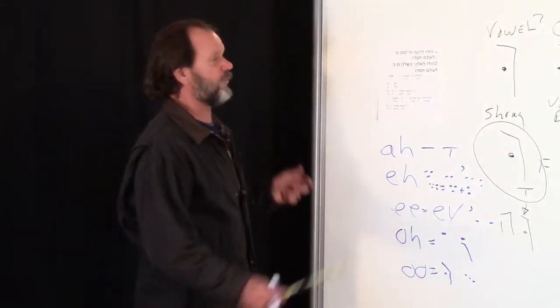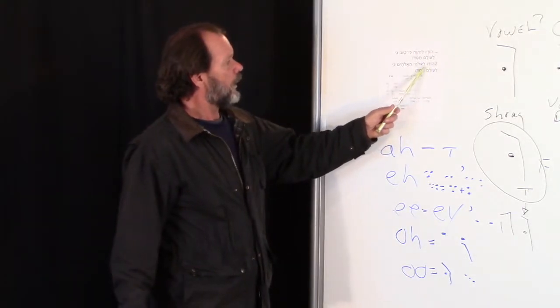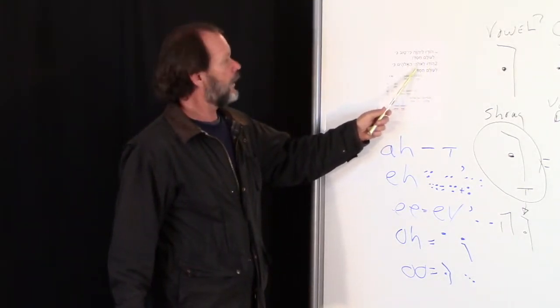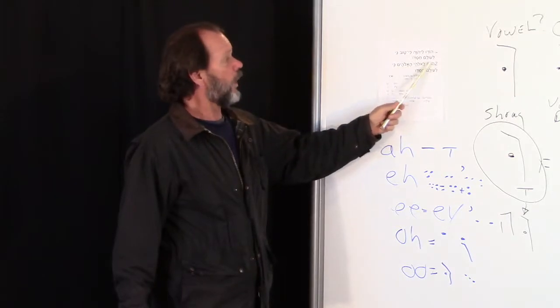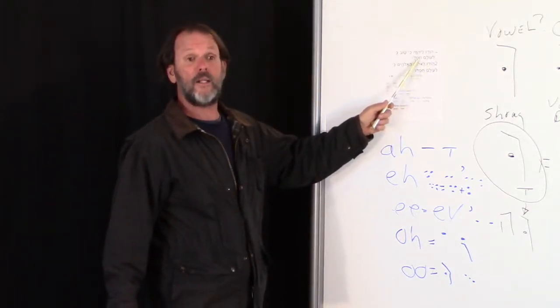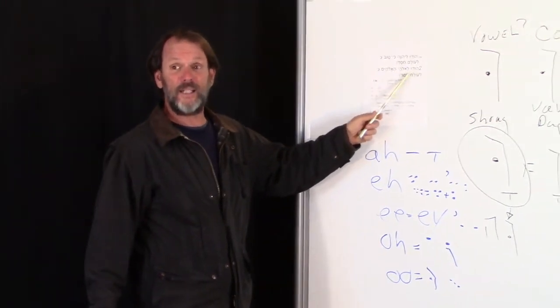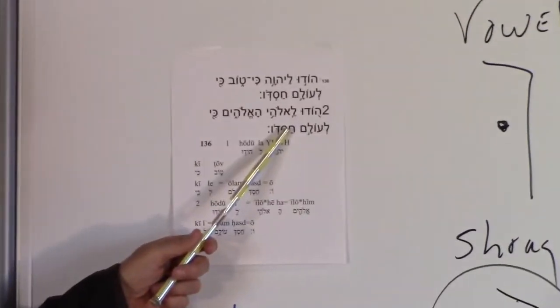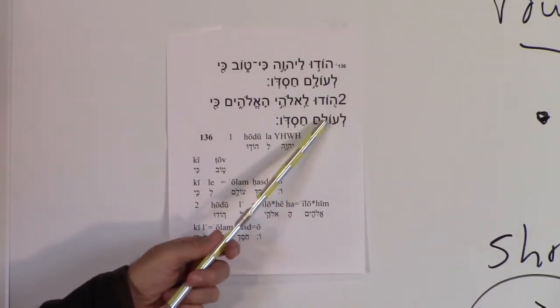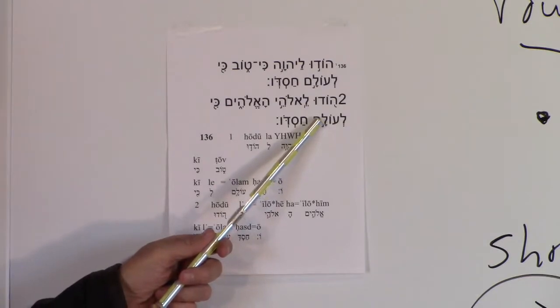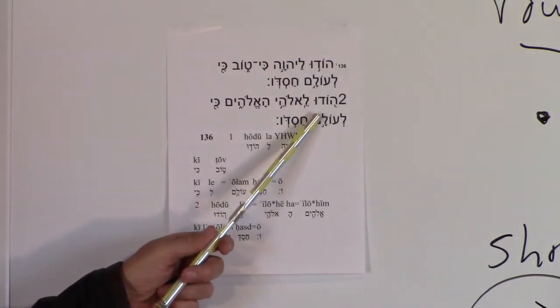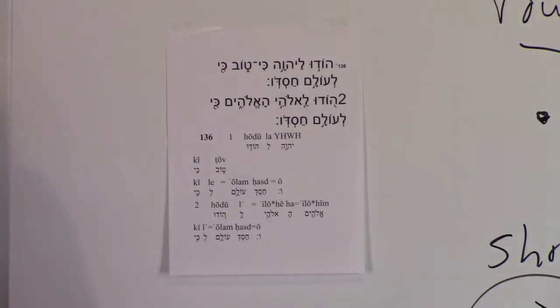But once you've got this one, Hodu le Elohe ha-Elohim. The next verse is Hodu le Adoni, or is it Adonai? Tell me, is it Adoni or is it Adonai? It's ni. Why? Because it has what? What is the vowel in the Adoni pointed with? What is it pointed with? Give me, what is it?